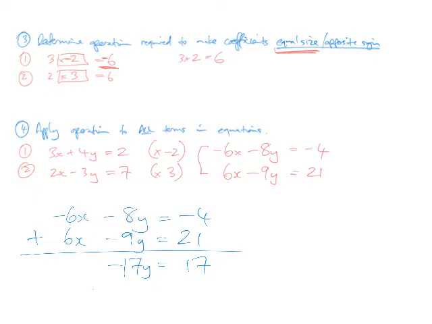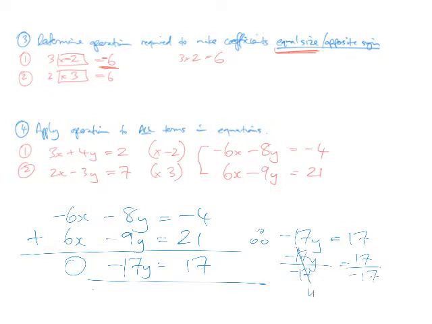Negative 6x plus 6x is going to be 0. So what do we have left over? Therefore, negative 17y is equal to 17. If that's the case, and I want to get what y is, we need to remove the timesing by negative 17. What's the opposite of timesing both sides by negative 17? Dividing both sides by negative 17. That cancels, we have y left over. 17 divided by negative 17 is going to be negative 1.